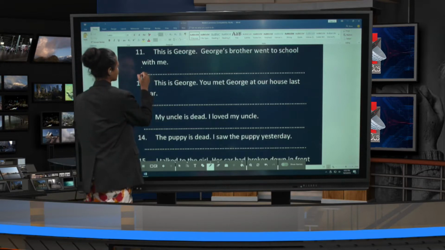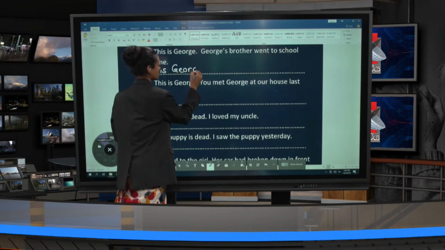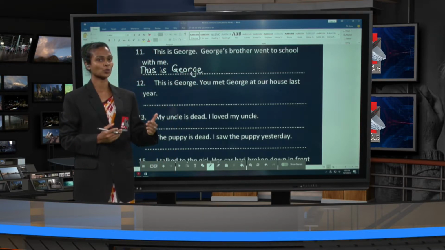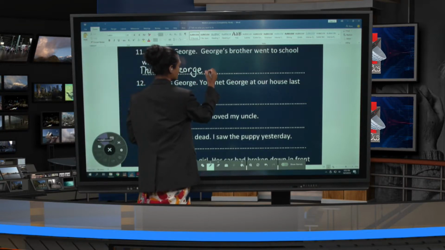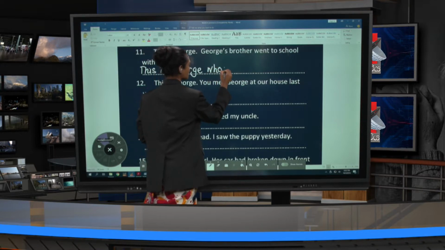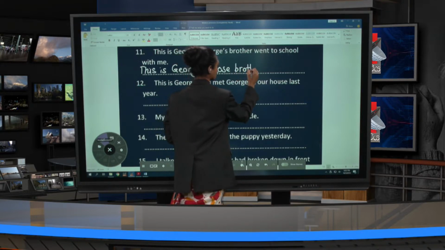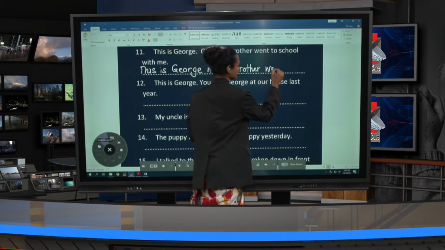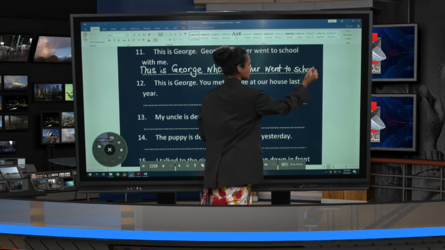This is George. Yeah, this is George. Now, how do we describe George? By using who or whose. In possessive form, it should be whose. George ke sahodharaya. Whose brother went to school with me.